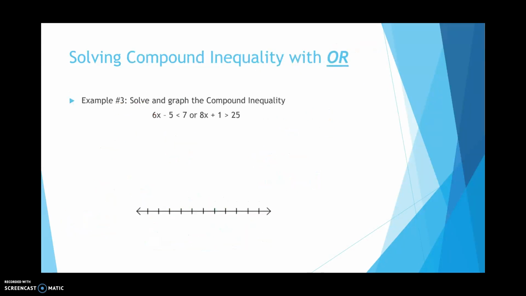Now let's solve an inequality working with the or statement, the or, where the two graphs go in opposite directions. So here we have solve and graph the compound inequality. We have 6x minus 5 is less than 7, or 8x plus 1 is greater than 25. So we're first going to solve this by solving 6x minus 5 is less than 7.